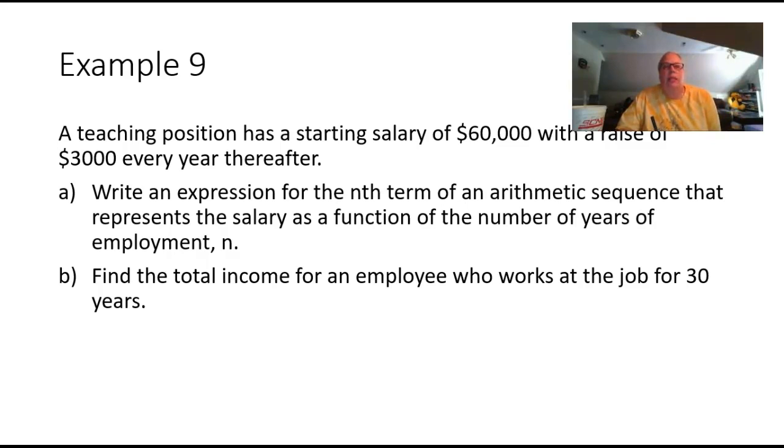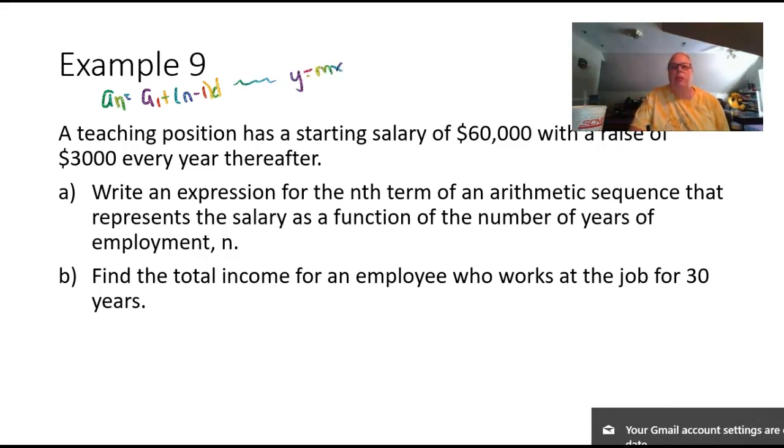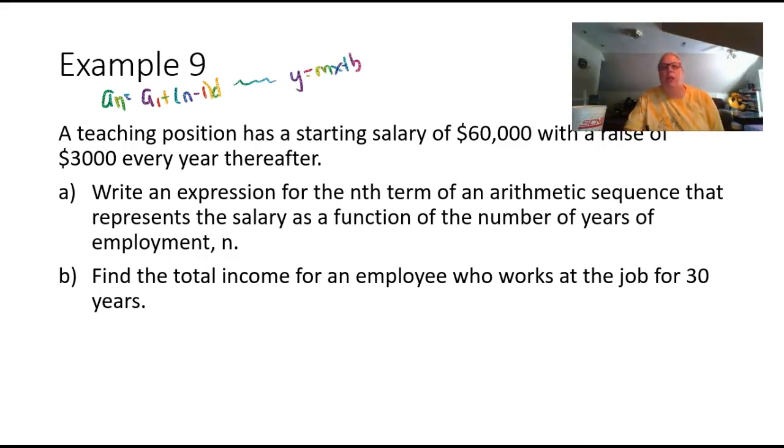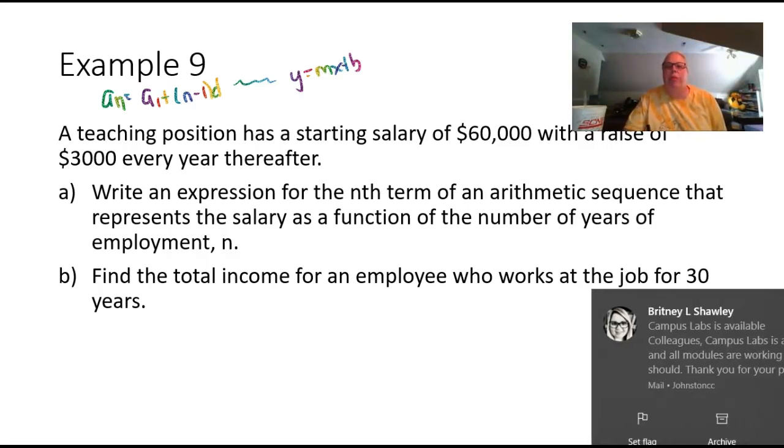Example 9, a teaching position has a starting salary of $60,000 with a raise of $3,000 every year thereafter. Part A, write an expression for the nth term of an arithmetic sequence that represents the salary as a function of the number of years of employment n. In other words, we're trying to find the formula an is equal to a1 plus n minus 1 times d, and then we're going to simplify it a little bit and turn it into a y equals mx plus b situation, just so we can clean it up. It's a little bit easier to work with.